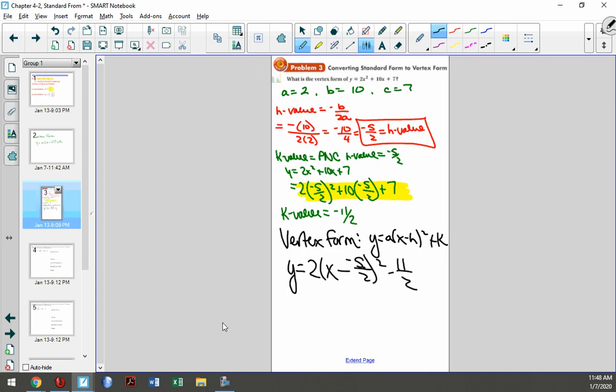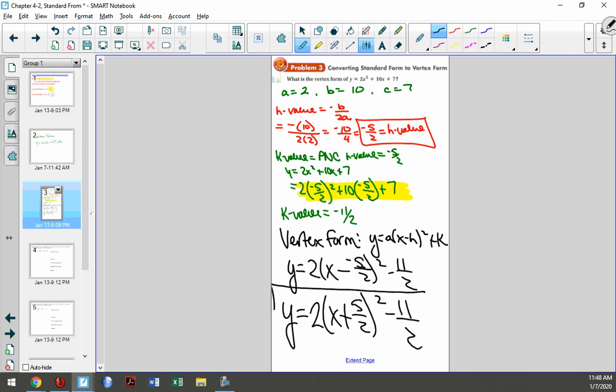What do I not like about that? The double negative I don't like. So you are going to rewrite that and make that y is equal to 2 parentheses x plus 5 over 2 squared minus 11 over 2. This is the vertex form that it is asking for. Do we understand that problem? Make sense?